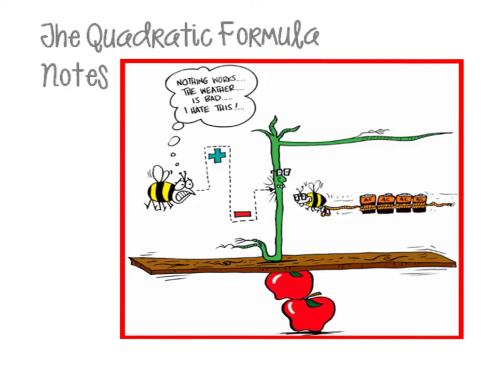We're going to be talking about the quadratic formula today. No need to worry about stressing about memorizing it because it is on your formula sheet, but this picture can actually help you guys remember it. Notice the first thing is I see a B here, and this B is saying or thinking things like nothing ever works, the weather's always bad, I hate this. So this B we like to describe as a negative B.